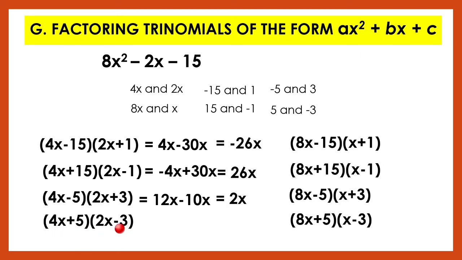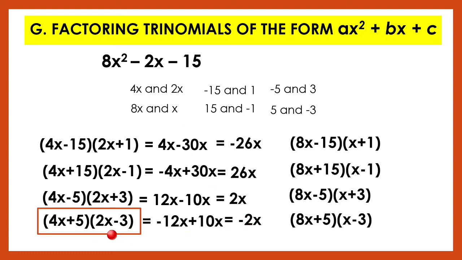4x times negative 3, that is negative 12x. 5 times 2x, that is positive 10x. Negative 12x plus 10x, that is equal to negative 2x. So, dahil nag-equal sa negative 2x, ibig sabihin, yung 4x plus 5 and 2x minus 3, ito yung kanyang factor. So, dahil lumabas na yung negative 2x, hindi na natin ito gagamitin or isosolve. So, the factors of 8x squared minus 2x minus 15 are 4x plus 5 and 2x minus 3.